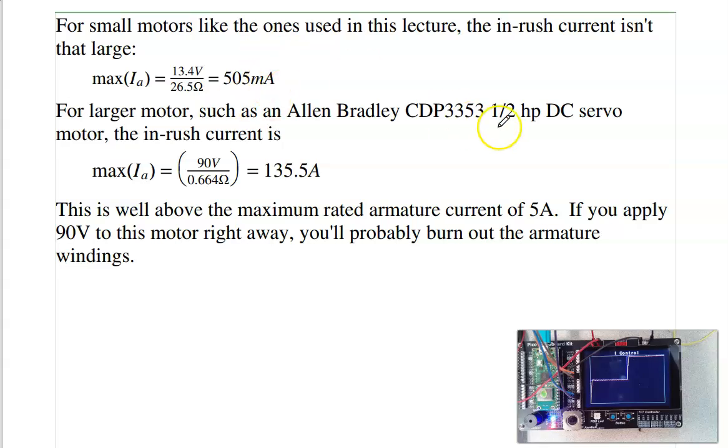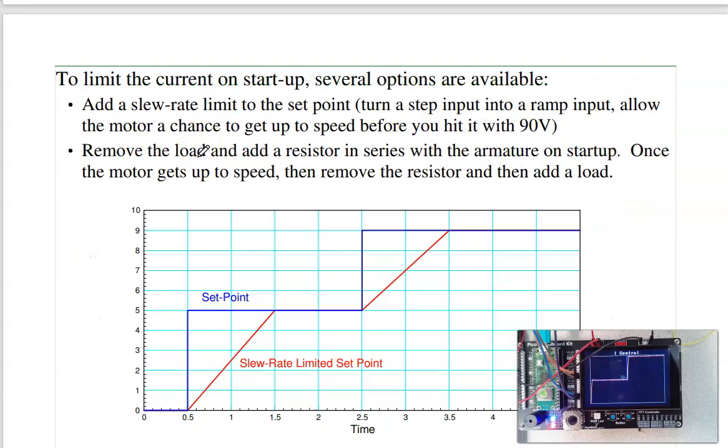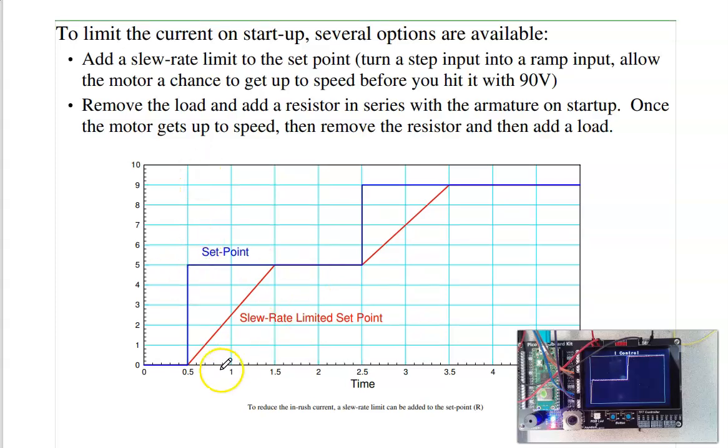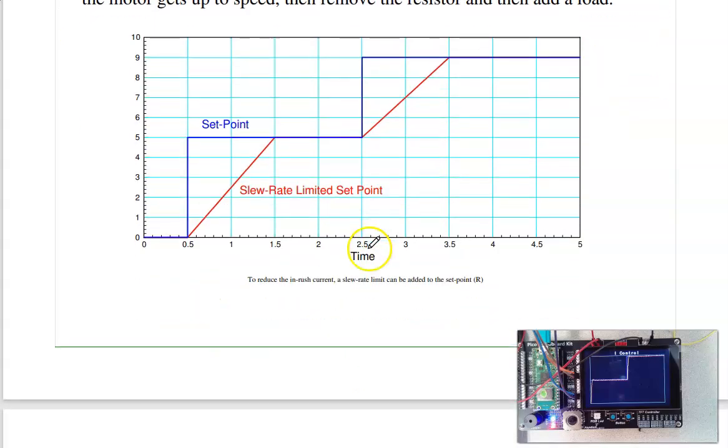If you take a larger motor, like this Allen Bradley motor, it's a 90 volt motor, 0.6 ohms armature resistance. That's 135 amps. The maximum armature rating is only 5 amps. This is way above that. Apply a 90 volt step, you're going to burn out the motor. You can get around that. Instead of applying a step input, I'll do a slew rate limit. I won't apply suddenly 90 volts to the motor. I'm going to ramp up to 90 volts. Kind of like that, called a slew rate limit. That's one way to reduce the inrush current. Give the motor a chance. Let it speed up. Just kind of a sidelight.